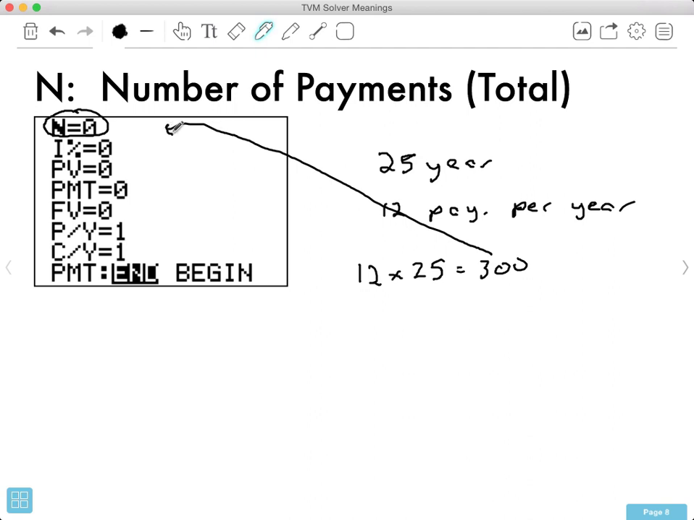The nice thing about N is when you're typing in N, if you have to do a calculation such as this, you can type in 12 times 25 on your graphing calculator and it'll fill in 300 for you. You don't have to do the calculation in your head or off to the side. You can type it right in there. N is linked to the number of payments per year. So you have to always remember that.